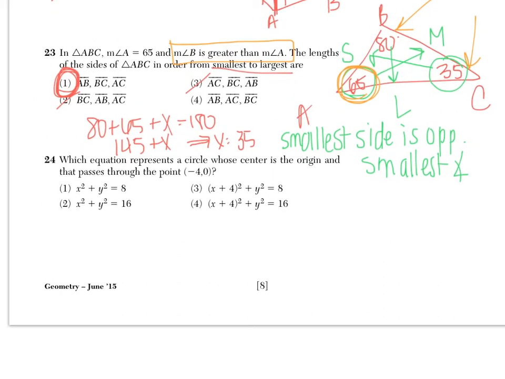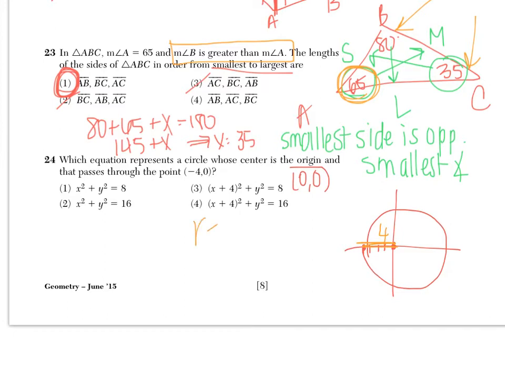Number 24 says, which equation represents a circle whose center is the origin? Now the origin means the point (0, 0), the center of our graph paper essentially, and passes through the point (-4, 0). So what we have here is this picture with the center of a circle here, and we have the point -4, 0, which the circle goes around. So here we have it centered at the origin, and if I count, my radius is actually 4.